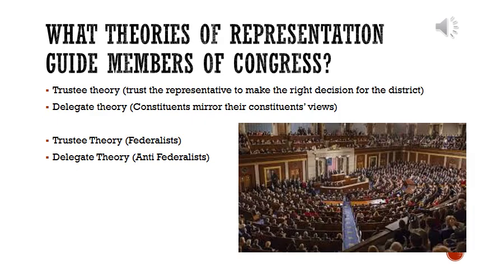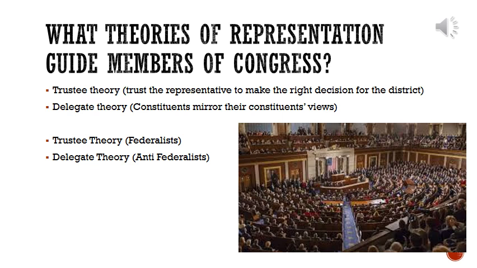All right, so what theories of representation guide members of Congress? There are 2 different theories here when Congress members vote. We have the trustee theory and the delegate theory. The trustee theory is the theory that the Federalists are going to be supportive of, and that's to trust the representative to make the right decision for the district. So if you live in a congressional district, just trust your representative to make the right decision. And if they don't, that's why we have elections.